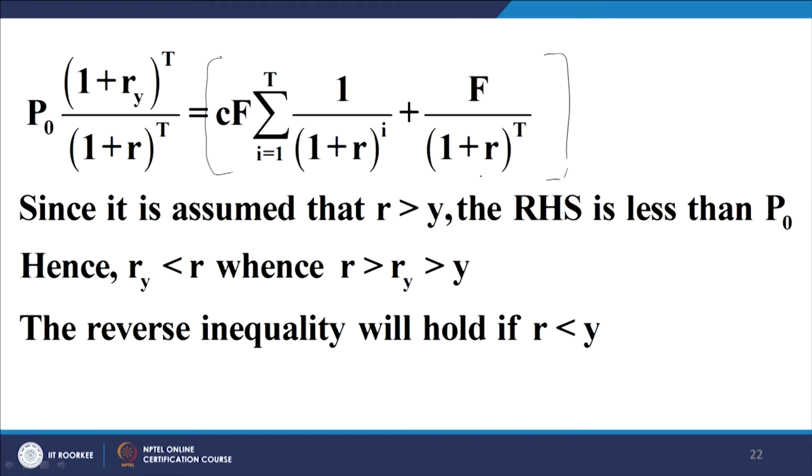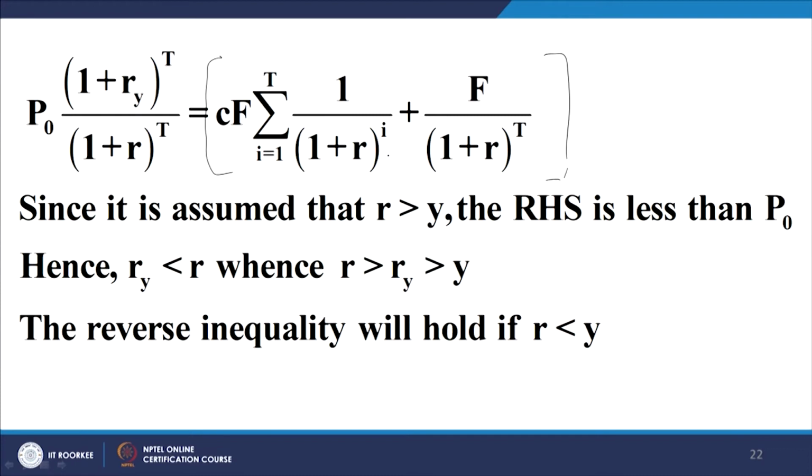Now, we are assuming that r is greater than y. Because r is greater than y, the figure that will end up here in the right hand side in the box must be less than P0, because the interest rates and the price are inversely related. So, if you are taking a discount rate which is higher than y, then you will end up with a price which is greater than P0. I am sorry, which is less than P0.